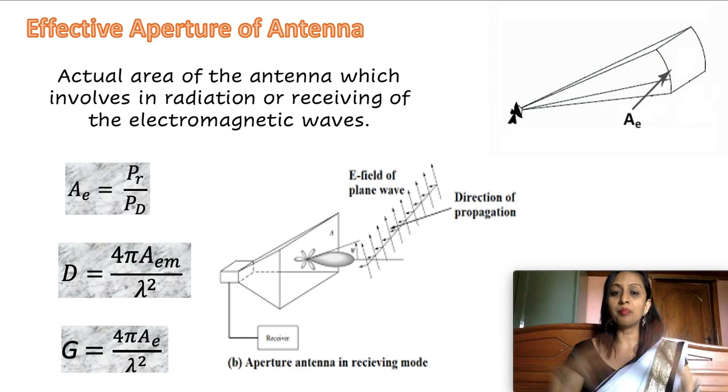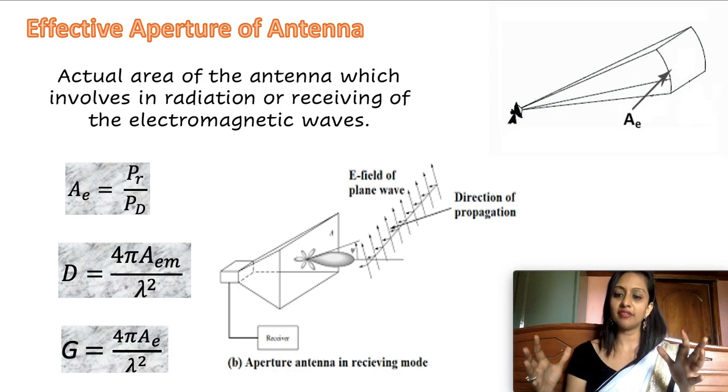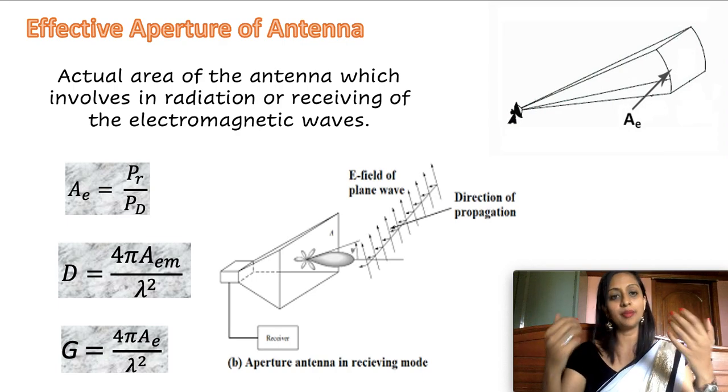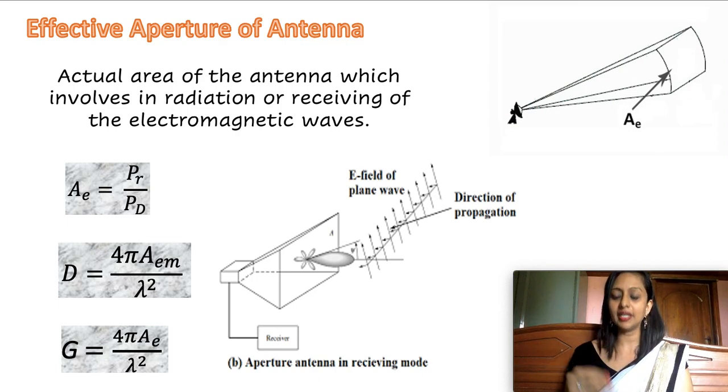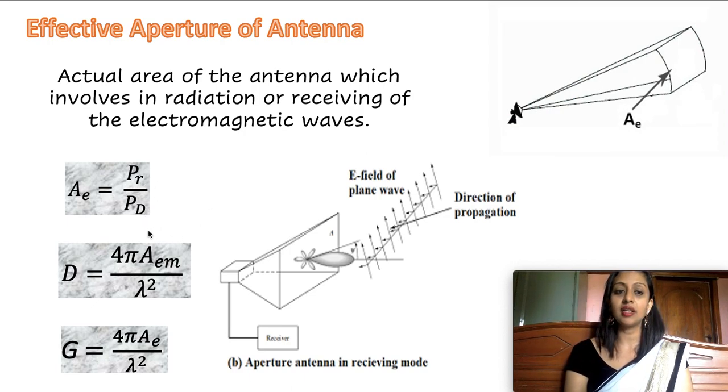Okay, if the complete physical aperture gets involved in radiation, the complete area of the antenna will be the effective aperture. But practically, it may not happen. Hence, we define that the actual area which gets involved in radiation is called the effective area, which depends upon this expression: power radiated to the power density at that given point.